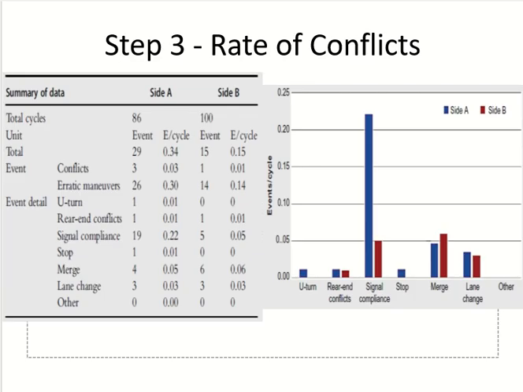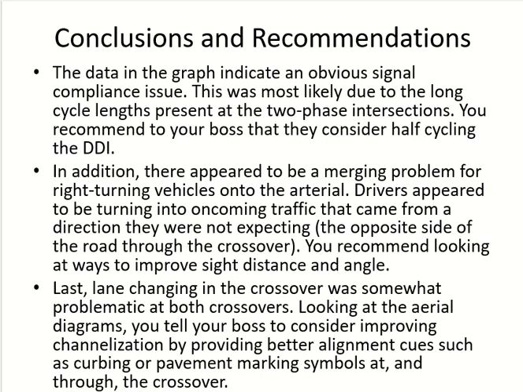Side A has a problem, signal compliance. Okay. Side B also has a problem of signal compliance. Side B has a problem of merging as well. A big problem. Side A has a smaller one, but still it's high. Okay, so this one is high, this one is high, and this one is also very high. Okay, so we have lane change issues, we have merging issues, we have signal compliance issues. Okay, so this is what they come up with.